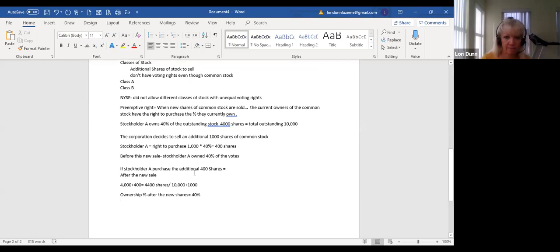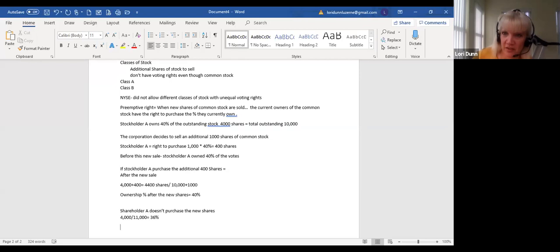What if shareholder A says, nah, I don't want them? What happens to their ownership percentage? So shareholder A doesn't purchase the new shares. Well, now they'll have 4,000 shares divided by the total of 11,000 shares, or 36% of the shares. So their ownership percentage just dropped by 4%.